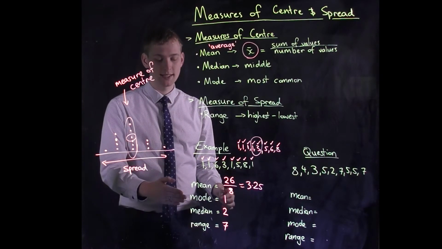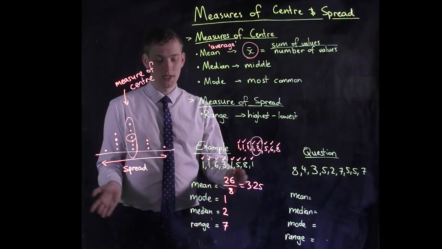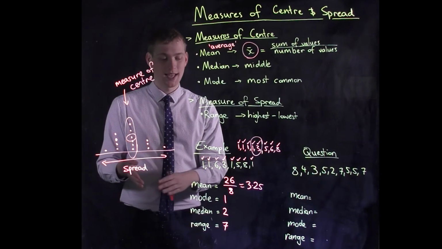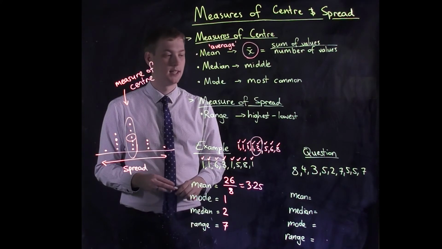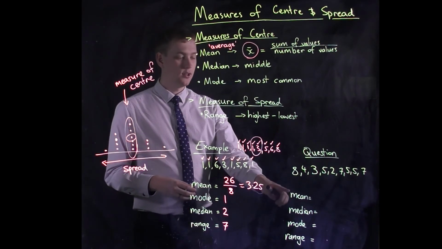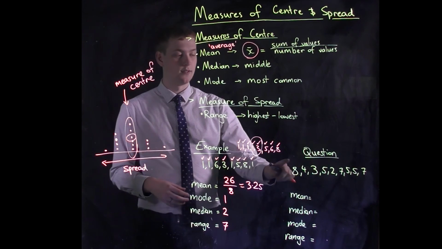From this information, we could say the most common value is 1. We could say the value in the middle is 2, and we might say that the average is 3.25. Now it's your question. Can you find the mean, median, mode, and range of these numbers here?